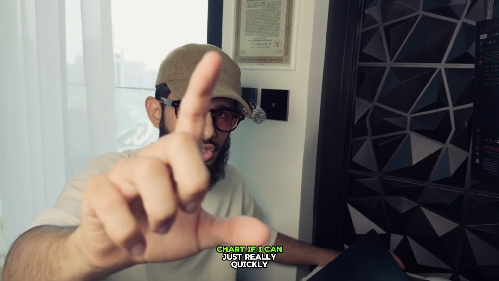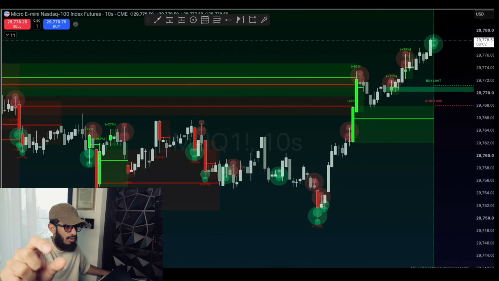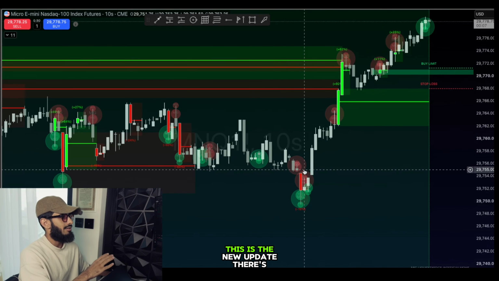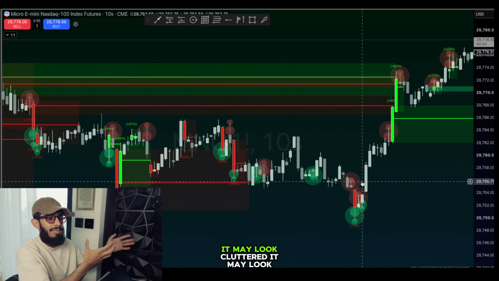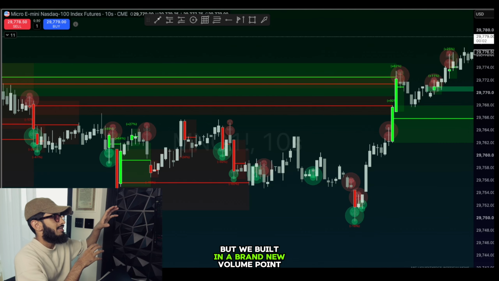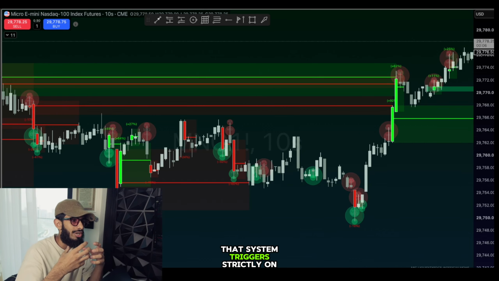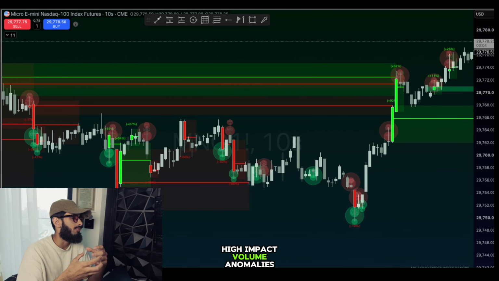So we'll jump straight onto the chart. This is the new update. There's settings. It may look cluttered, it may look confusing, but we've built in a brand new volume point of control. That system triggers strictly on high impact volume anomalies.